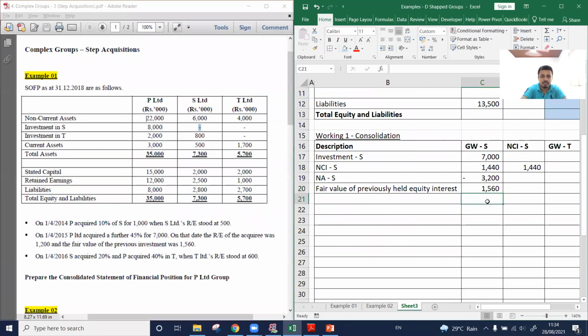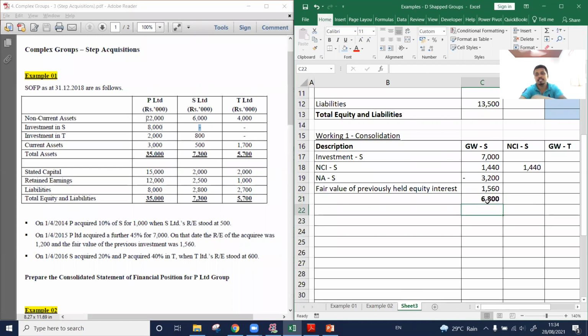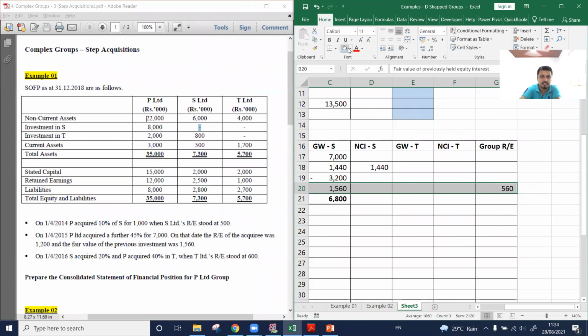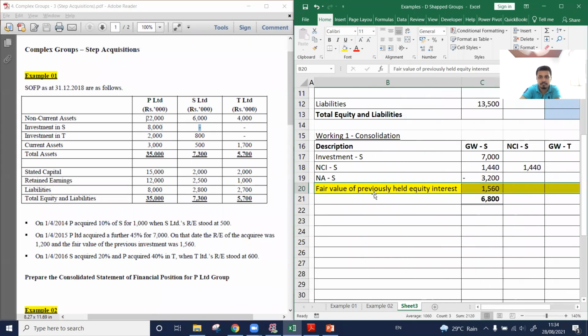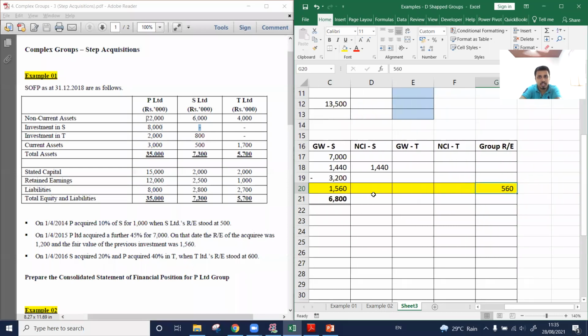So what is the goodwill? What is the goodwill value here? The goodwill value should be 6,800. This is something we met when it comes to step acquisitions. Fair value of previously held equity interest we need to consider when determining the goodwill. And the difference between the cost and fair value we need to charge to group retained earnings. Right?